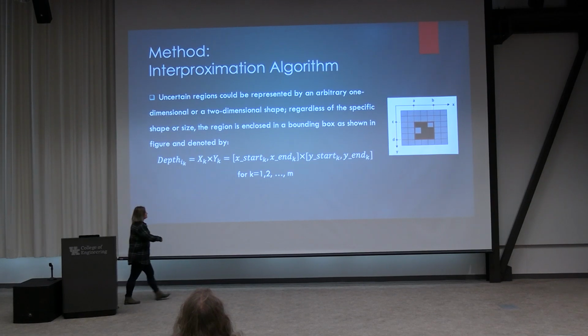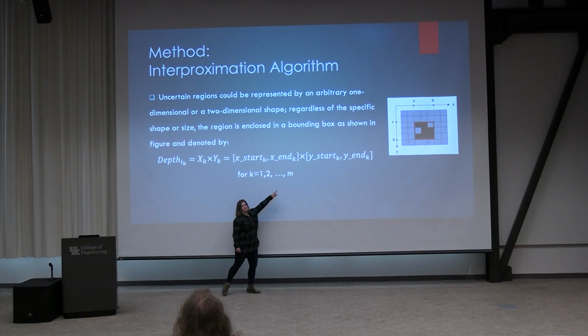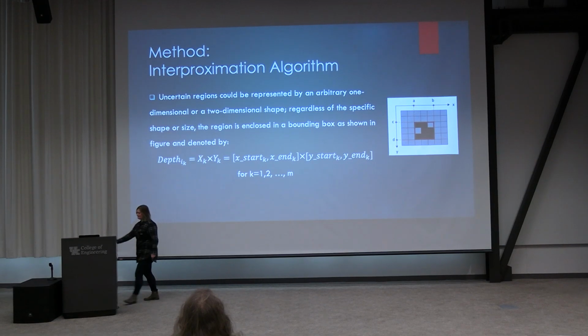And this set will go from 1 to m. So if I have 10 exact points, I will have exact points go from 1 to 10. N would equal 10. If I have 15 uncertain regions, my regions would be counted from 1 to 15.